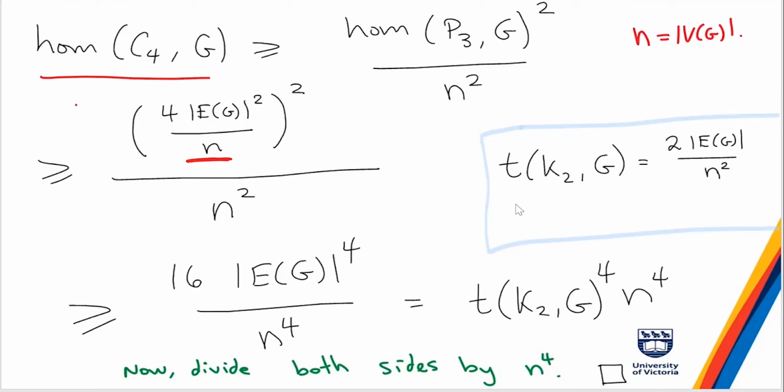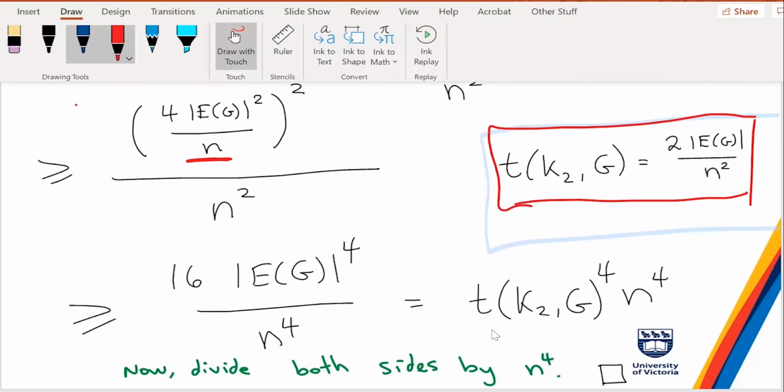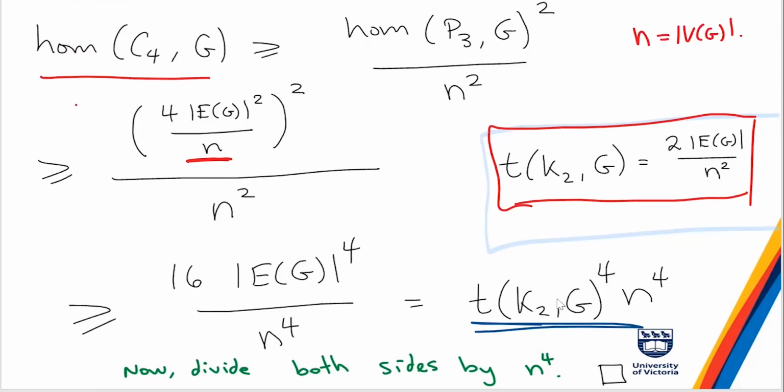Then this is what we derived when we were doing the poll, that the density of K2 in a graph is 2 times the number of edges over the number of vertices squared. So if you write E of G in terms of t_K2 of G and substitute, you get that this is exactly equal to the lower bound we wanted: t_K2 of G to the 4, times n to the 4. Finally, you just divide both sides by n to the 4, because t_C4 of G is the number of homomorphisms into G divided by n to the 4.